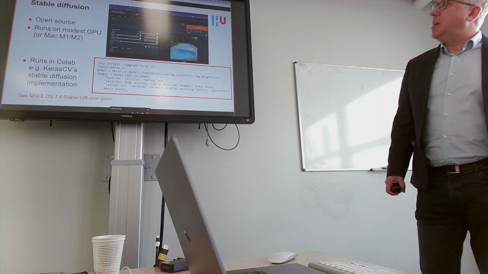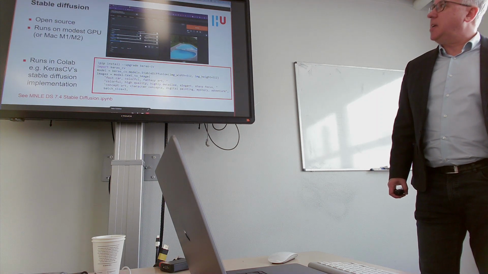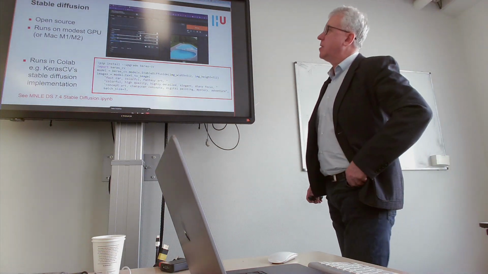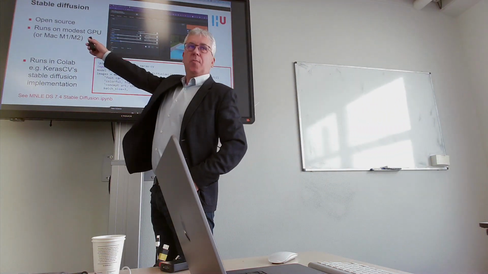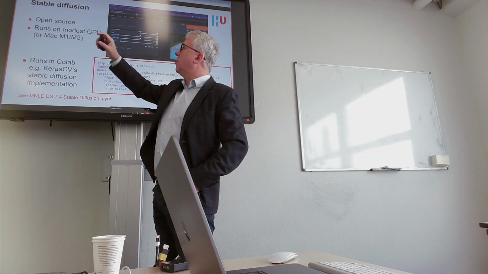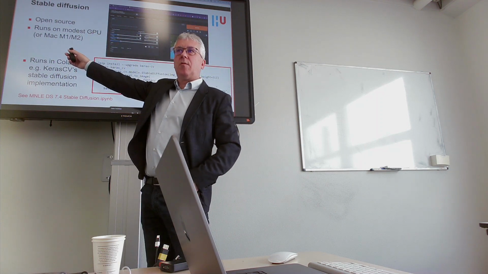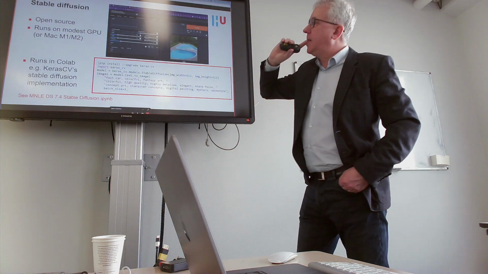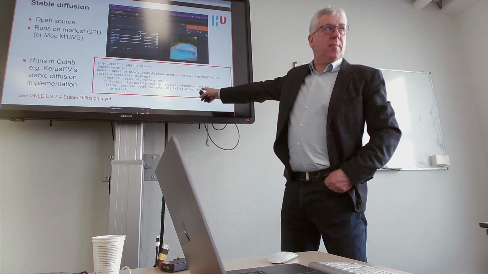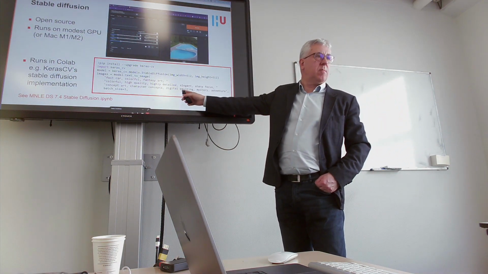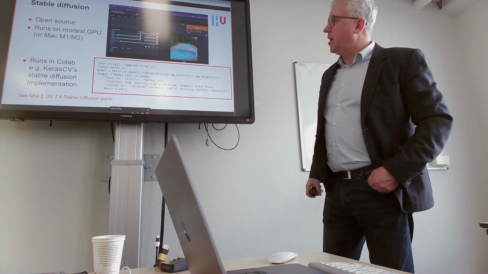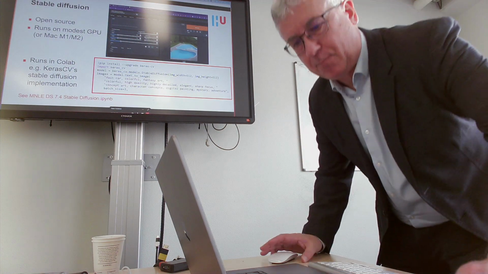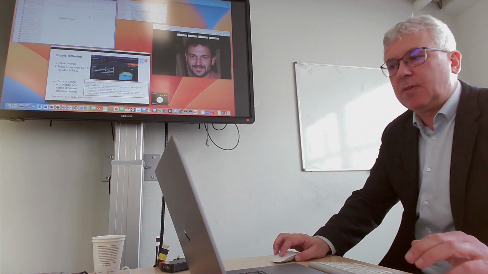So you can run this stable diffusion technique on your PC. It's open source. You can download it. You have to have a GPU to run it quickly, or if you have a Mac M1 or M2, it can run natively as well. And it runs also in Colab. So for you guys, I've included some code here that we can use to generate, just for fun, how we can do that.